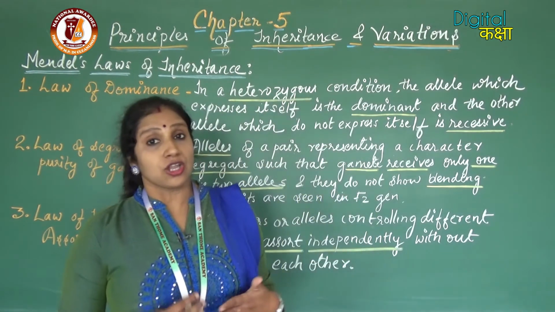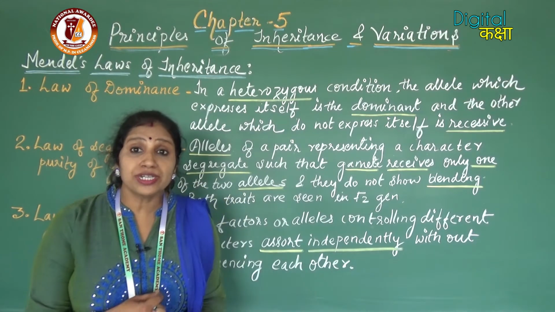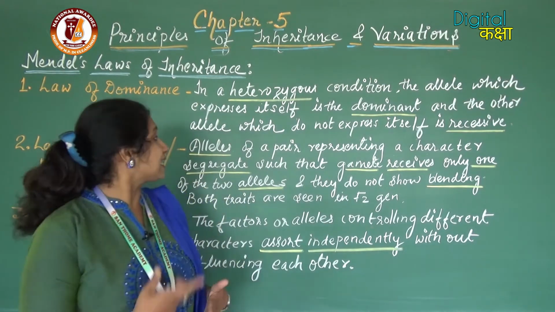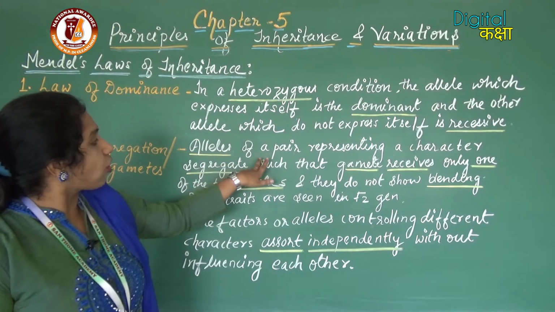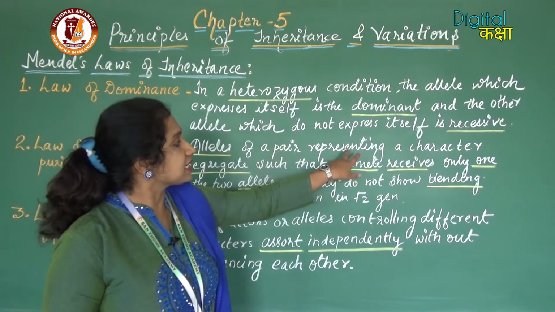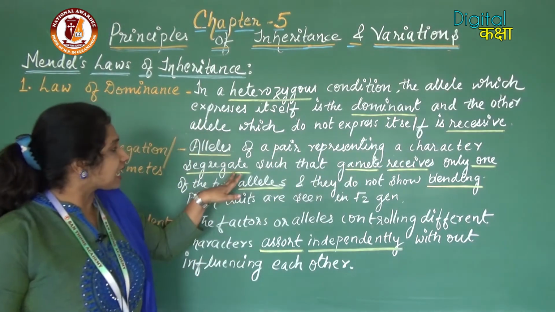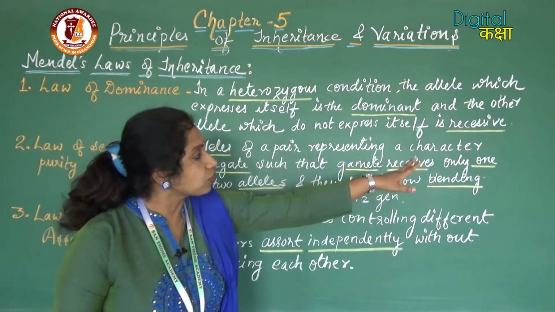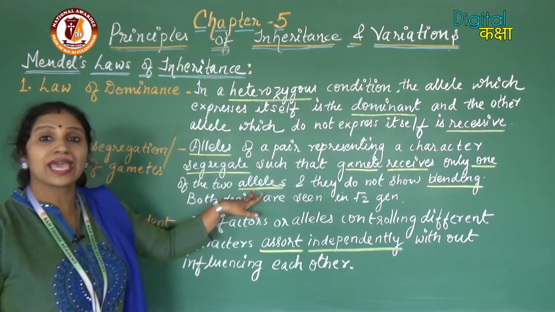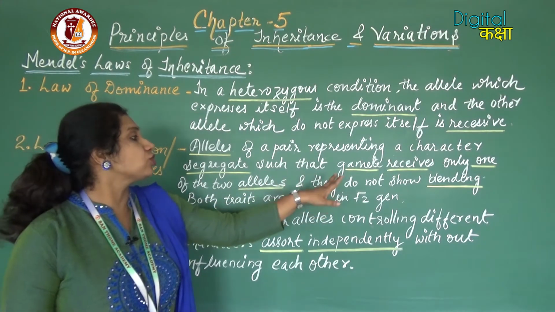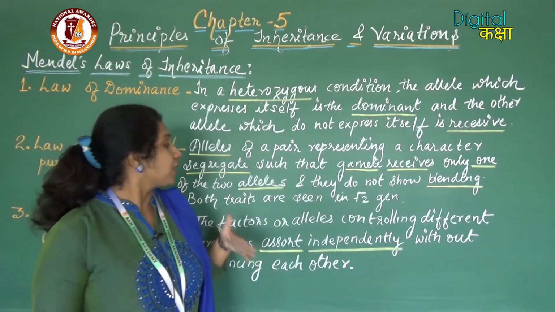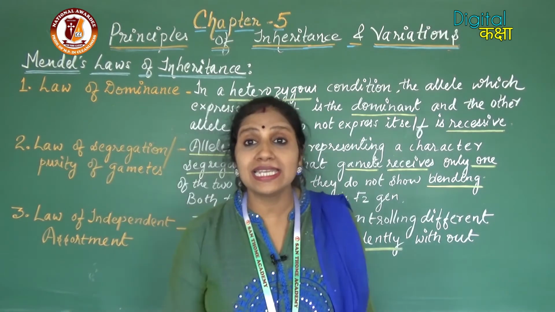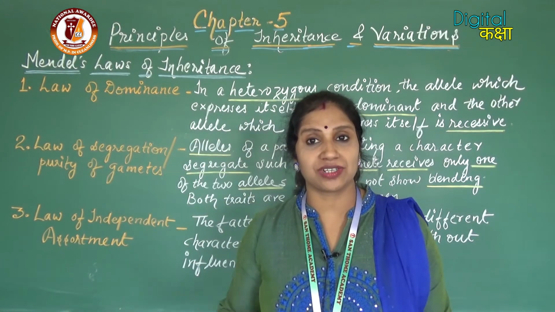Now, the law of segregation or purity of gametes states that alleles of a pair representing a character segregate such that the gamete receives only one of the two alleles and they do not show blending. Both traits are seen in the F2 generation.